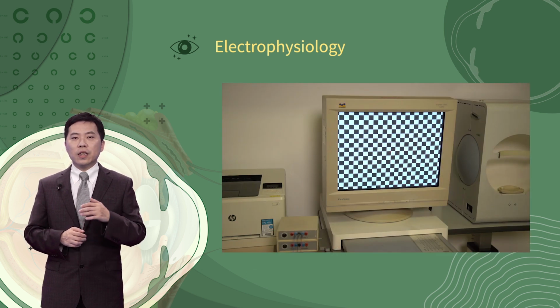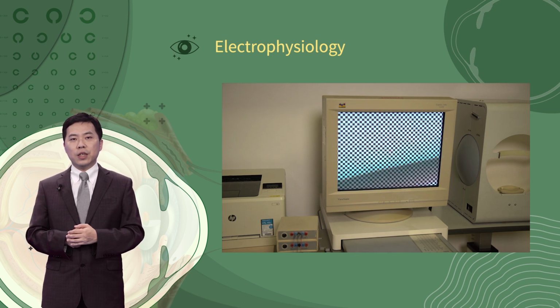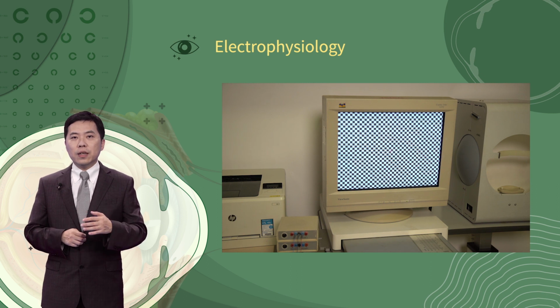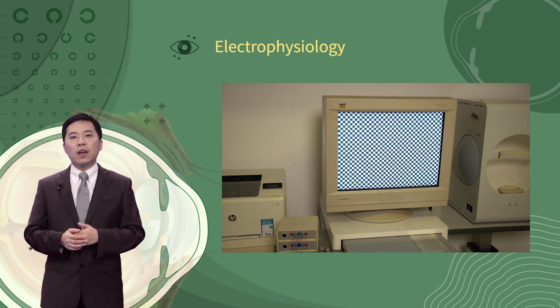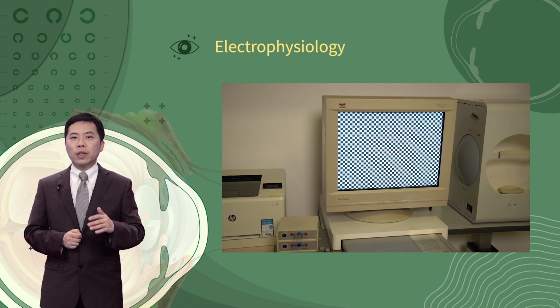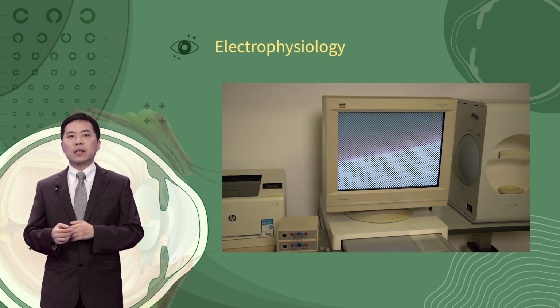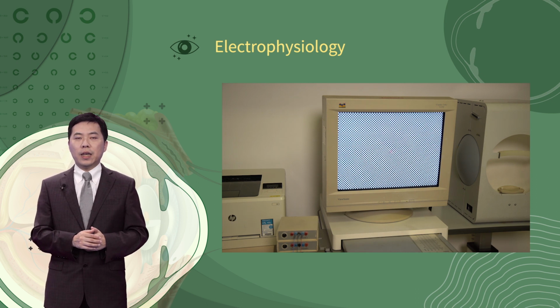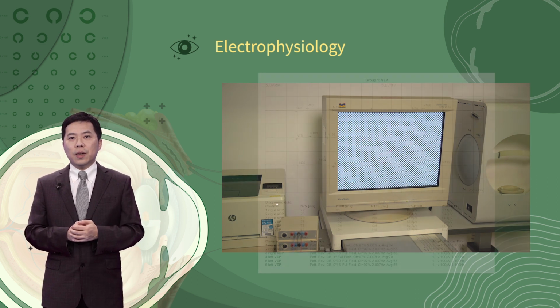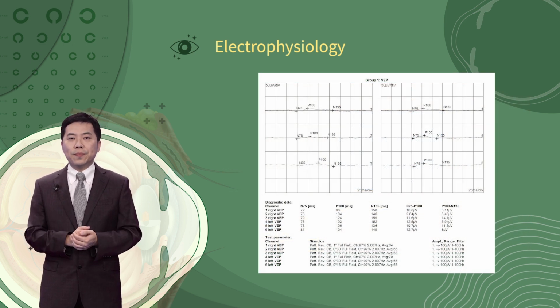VEP records the electric activity of the visual cortex created by visual stimulation. The stimulus is either a flash of light, flash VEP, or a black and white checkerboard pattern on a screen that periodically reverses polarity, pattern VEP. We can use this to investigate optic neuropathy.